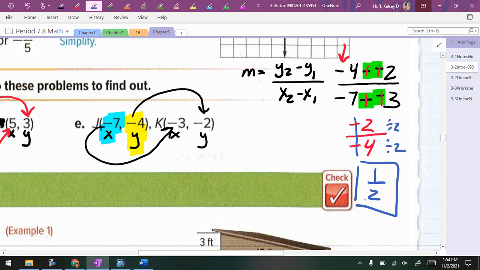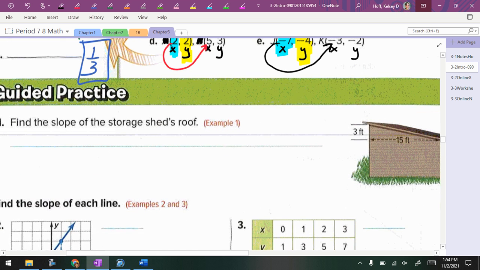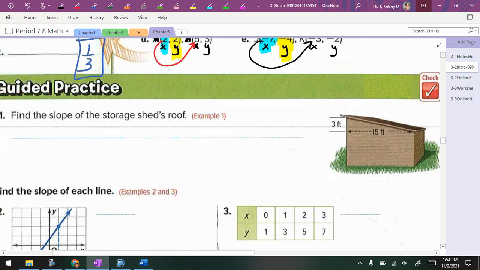Y on top. Y on top. Good so far? Let's look at number 1. Find the slope of the storage shed's roof. Everybody take 1 second before you do anything and look at the slope of the storage shed's roof. What can you tell me about it?